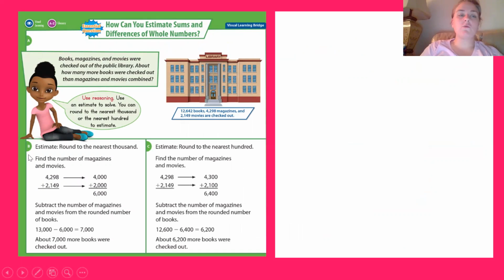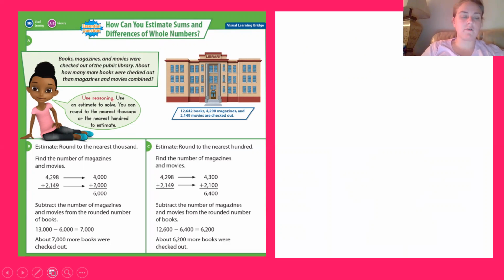Okay, so we can estimate sums and differences different ways. As we have to estimate the number, which means we're going to be rounding just like we did last week and the week before. So this question says, estimate, round to the nearest 1,000. So I'm going to have to round these two numbers.